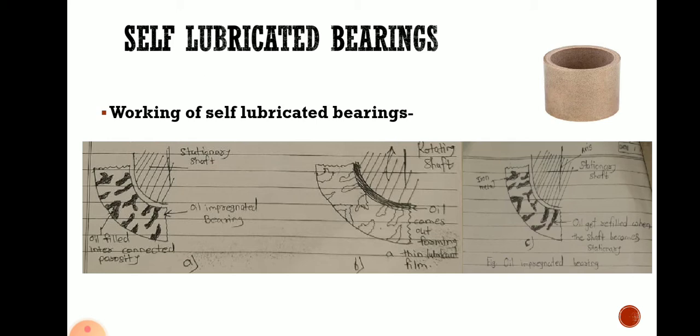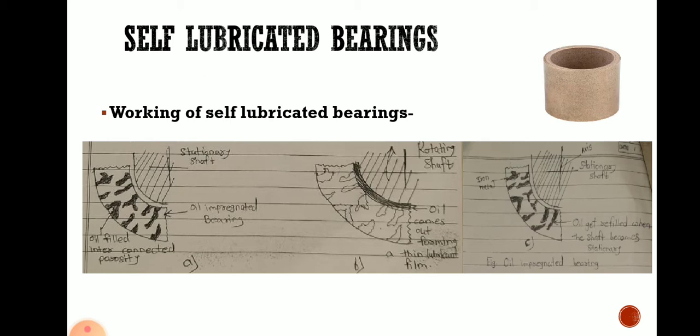In these three diagrams you can observe there is one bearing, a cut section of the bearing, and one central stationary shaft. In the second diagram that shaft is rotating, and again in the third diagram it is stationary. In the first diagram the shaft is stationary, over which the bearing is mounted. Then in the second diagram the shaft is rotating, and in the third diagram again the shaft is stationary. As the shaft speed increases, due to the friction, the temperature of the bearing also increases.